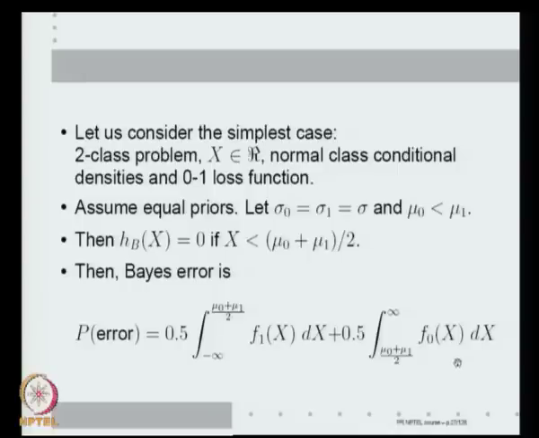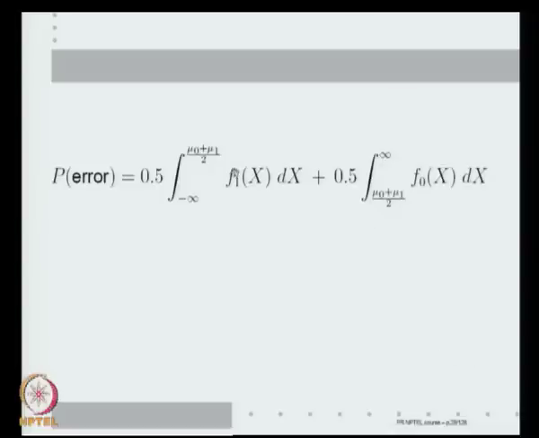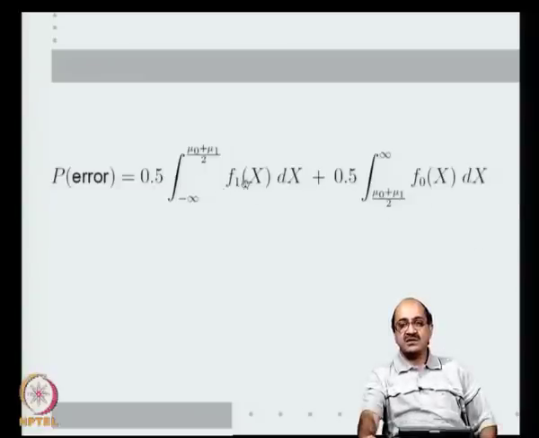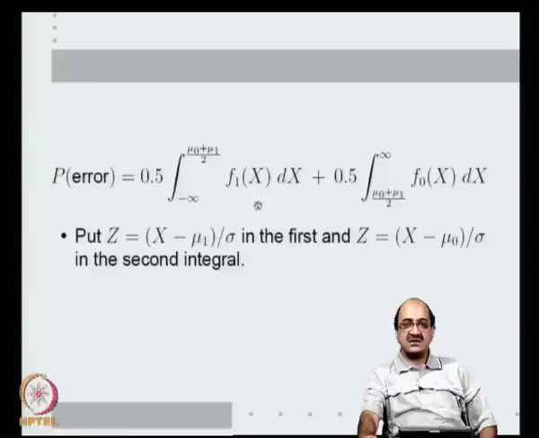For normal densities, this is easy to evaluate. So, let us evaluate it. This is the error integral. f1 is normal with mean mu1 and variance sigma squared. f0 is normal with mean mu0 and variance sigma squared. Using the standard substitution, if I change the variable x in this integral to z, where z is (x minus mu1)/sigma, then this density assumes the form of the standard normal density. Similarly, for this integral, because f0 is normal with mean mu0 and variance sigma squared, if I use the substitution z equal to (x minus mu0)/sigma, this becomes a standard normal density integral.